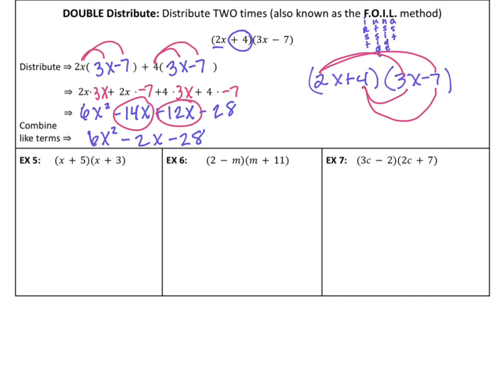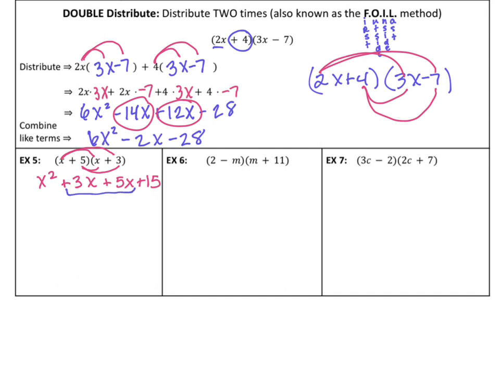So x plus 5 times x plus 3. Let's think x times x, which is x squared, and then x times 3, which is 3x. 5 times x, that's the insides now, which is 5x, and 5 times 3, which is 15.